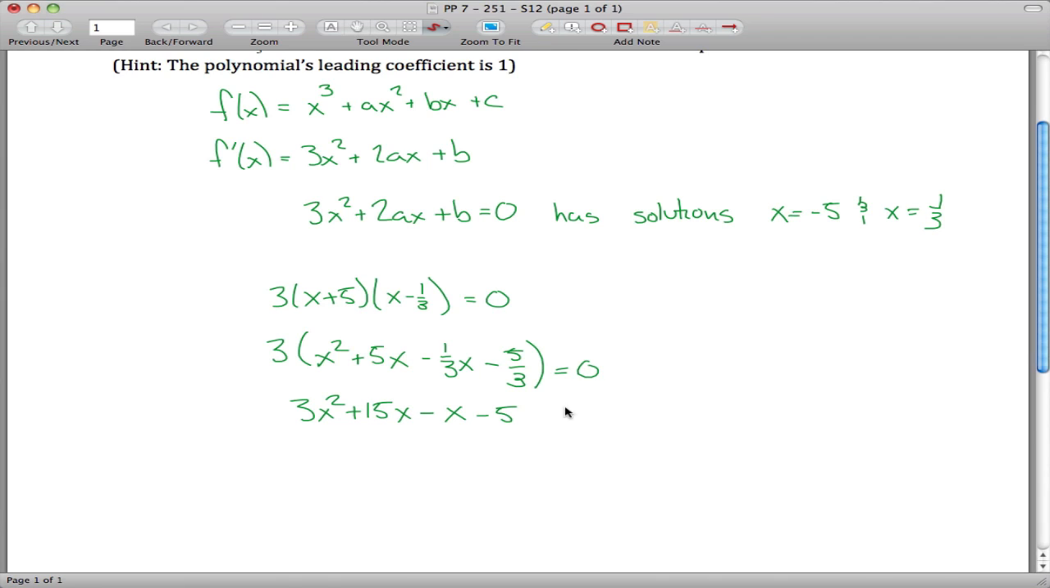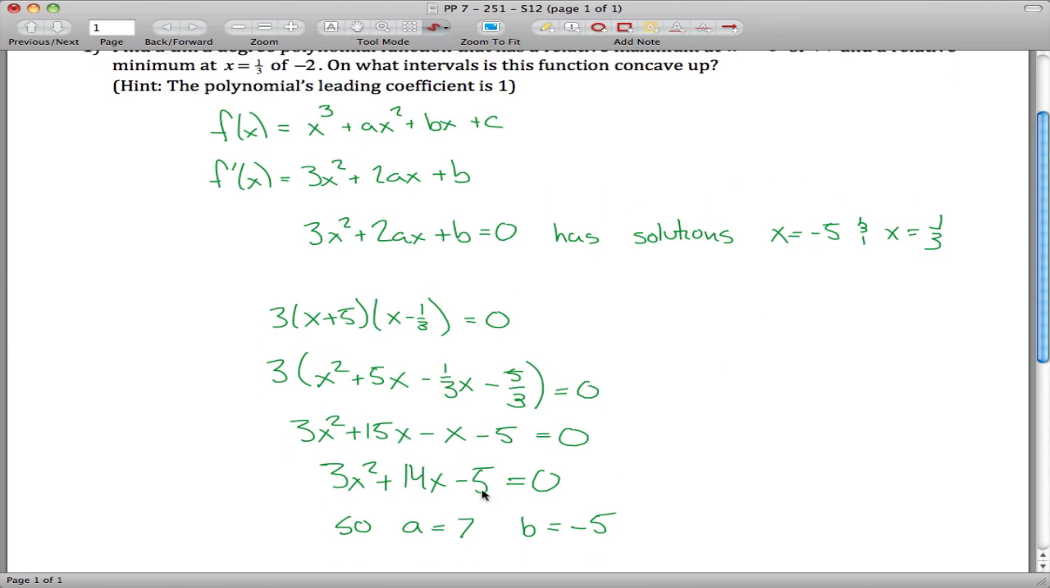Equals 0 on all of these. So what we now want to do is this right here must be the derivative of our function. So what we have is 3x squared plus 14x minus 5 must be the derivative of our function. In other words, a is equal to 7. So a equals 7 and b equals -5. So that's key, that's important. A equals 7 and b equals -5. That tells us that our original function must be x cubed plus 7x squared minus 5x plus c.